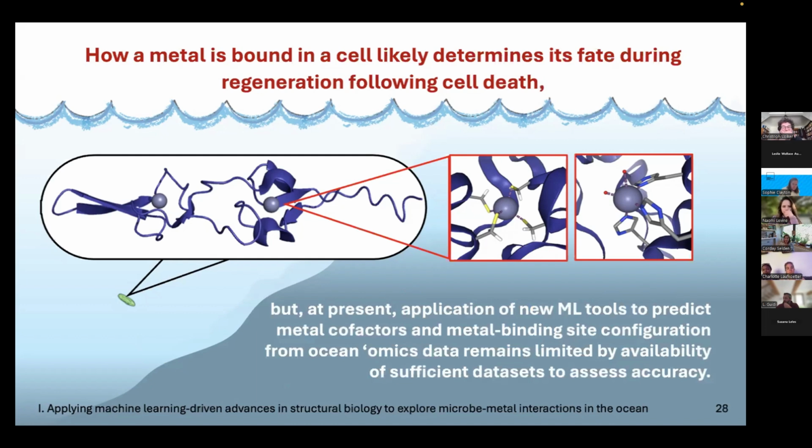Now, in my opinion, application of these new machine learning tools to predict metal cofactors and metal binding site configuration from ocean omics data is currently limited by the availability of sufficient validation data sets. So this is a gap that I've been working on addressing with some of my colleagues here at Rutgers. But ultimately, it's going to require a larger scale community investment. So if you're interested in having a chat about this, reach out to me or come find me at the workshop.